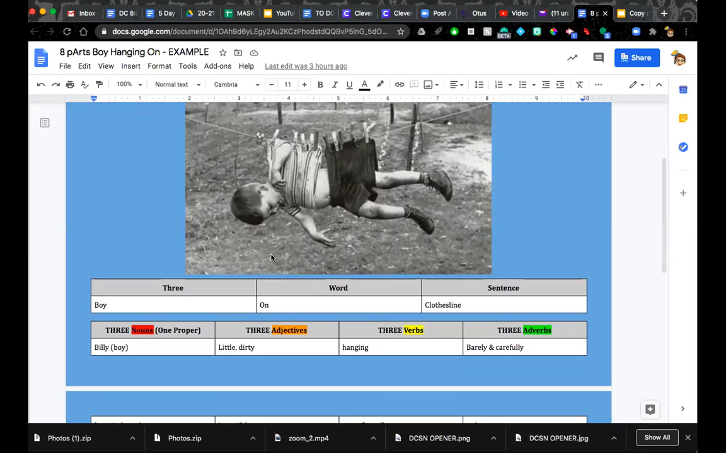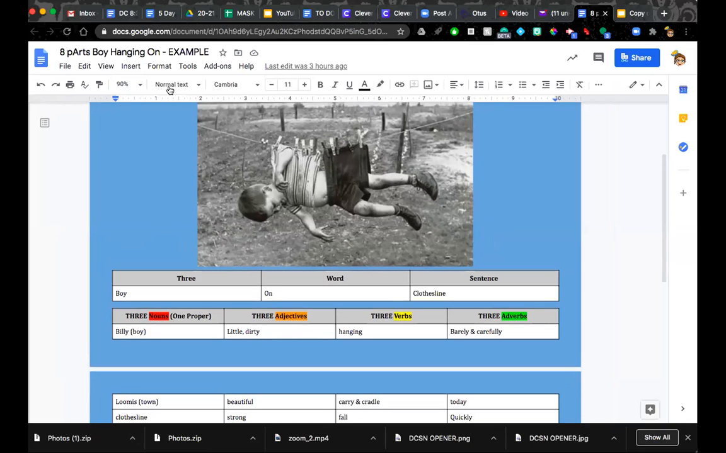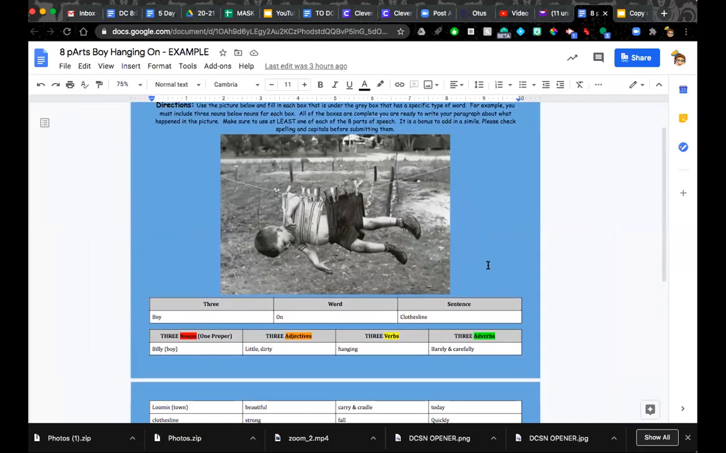Boy on clothesline. That's the kind of writing we see a lot of times from younger kids. But being that you guys are getting older, your writing is going to become a lot more sophisticated and detailed. And we have worked on this a bit with some of the skills we did when we were learning about narrative writing. So what we're going to do is we're going to look at the different parts of speech, and we're going to come up with words that help us describe this picture.